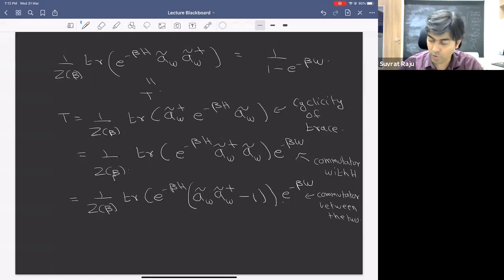But now look what we have here. This term is just e to the minus beta omega. And this term is just 1 because you have a minus 1, you have the trace of e to the minus beta H, and you have here the partition function. So this whole thing is just going to give you an e to the minus beta omega. And this is actually what we started with up here. Right? So we have found that T is equal to e to the minus beta omega into T minus 1. Or minus e to the minus beta omega.